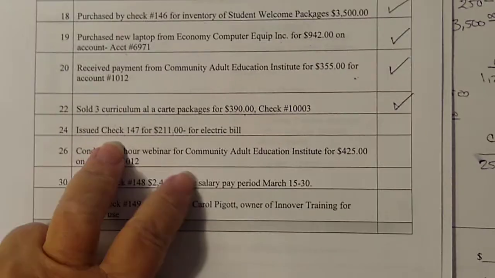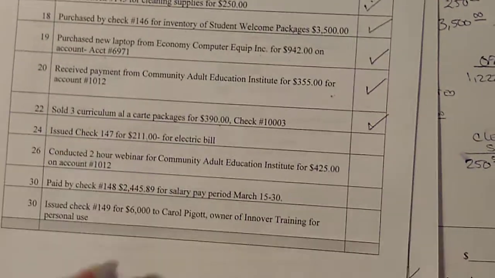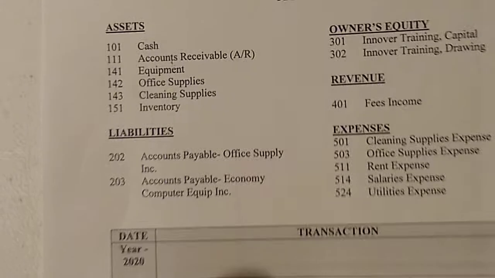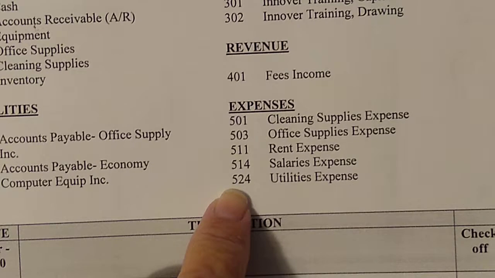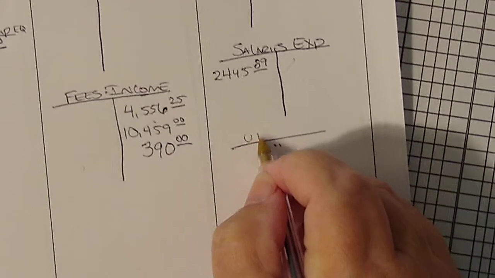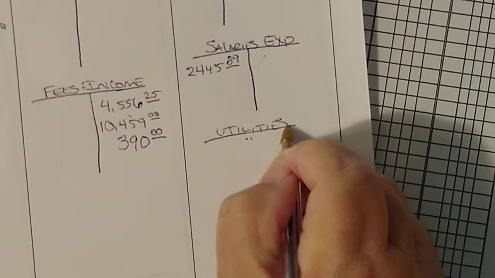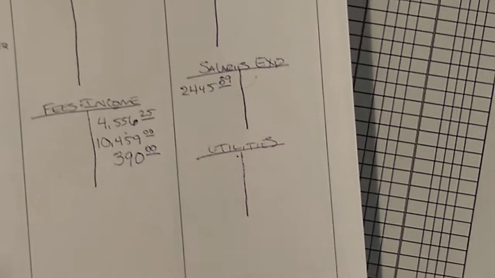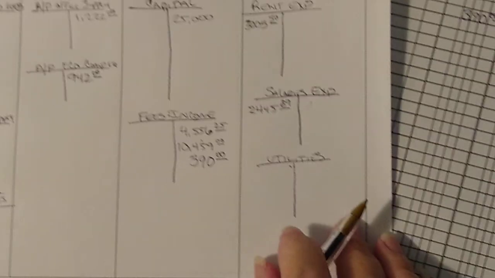So this is us paying the electric bill. So what accounts are affected? Well, we have an electric bill, which is a utility. So that's considered a utility expense. So I'm going to go over here to expenses, and we increase expenses by debiting it. So that was $211.